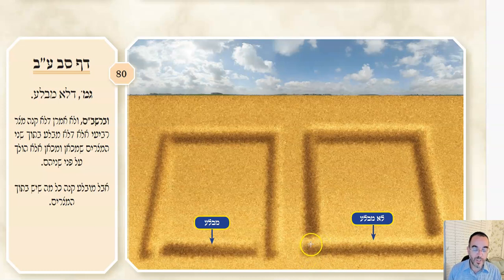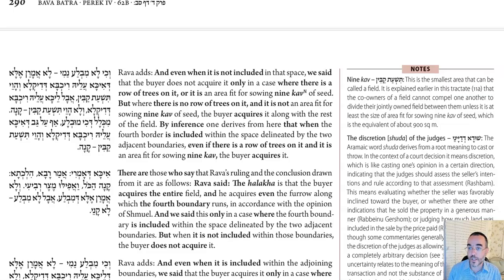So in order to be excluded from the deal, you need two things: that it's outside of the borders, and also that it has something significant on it. However, if either it's inside, or even if it's outside but there's nothing significant on it, that's what he says next. But if there's no row of trees on it, or if it's so small that you cannot plant 9 kav of seed on it, then it would be sold along with all the rest of it. So we can infer from this that when it is inside the border, even though there is a row of trees, or it's big enough to plant 9 kav, then one would acquire it.